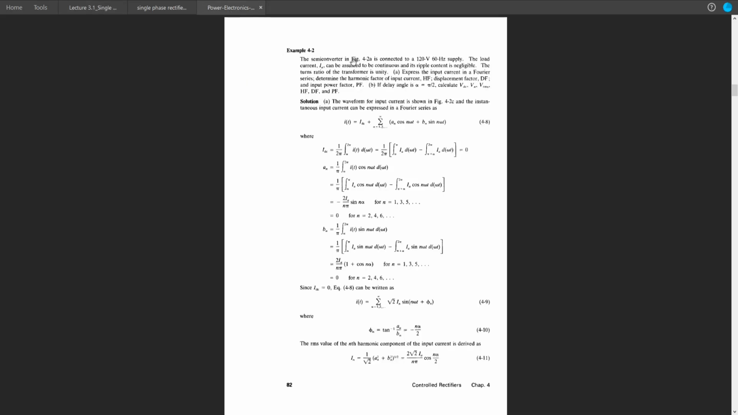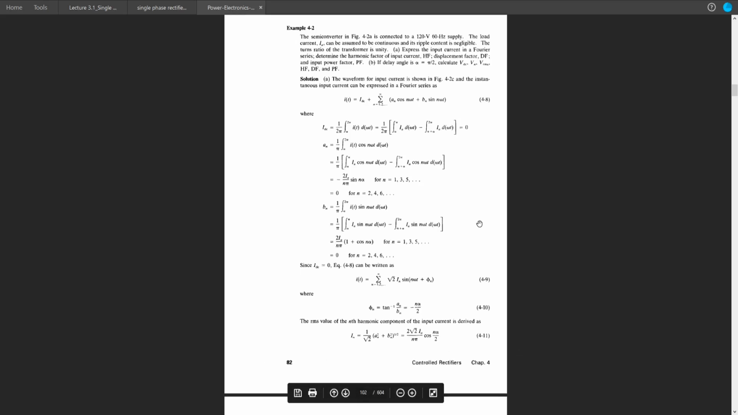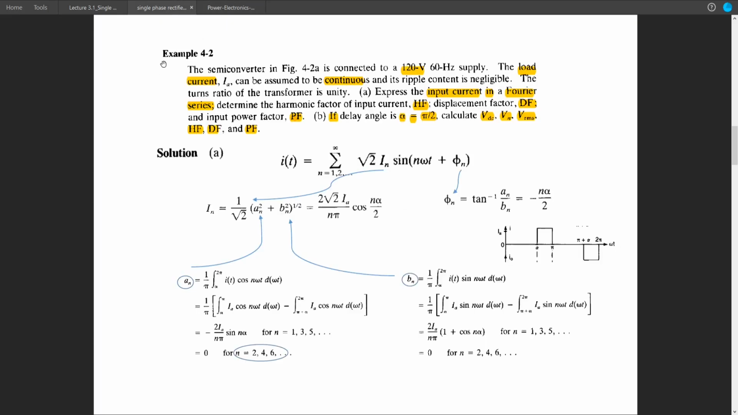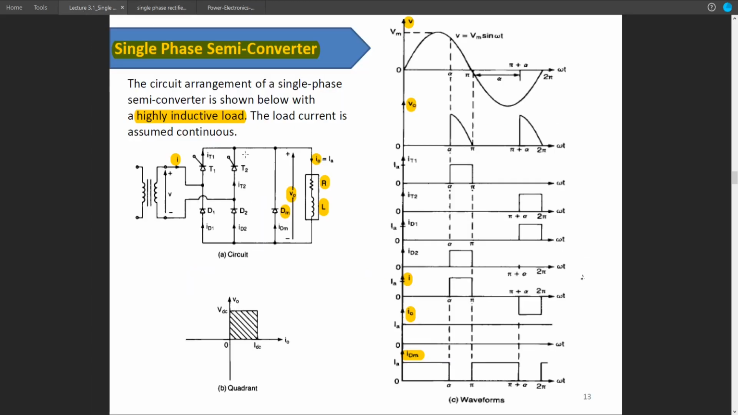In example 4-2 from page 82 in the soft copy of the book, here is a simplified version of this example. In this example, a 120 volt supply is provided. The load current is continuous as it is an inductive load, and this example is for this circuit.